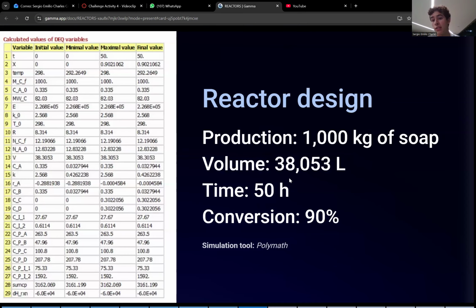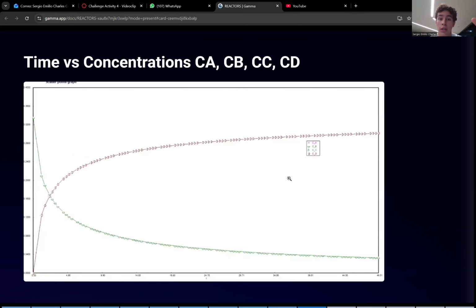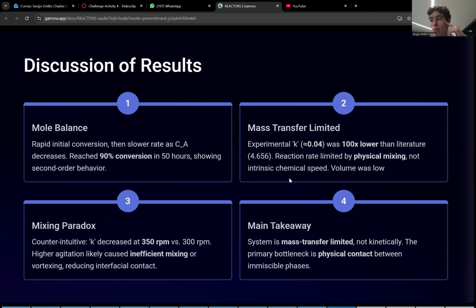We used Polymath as the software to design the reactor because we have 2 differential equations. Aiming to produce 1 ton of soap, we use a volume of 38,000 liters, equal to 38 cubic meters. For a conversion of 90%, we need 15 hours of residence in the reactor. Here you can see the plots of time versus concentration and time versus conversion. We only see 2 lines because again, Ca equals Cb and Cc equals Cd, given the equimolar feed and stoichiometry of 1.